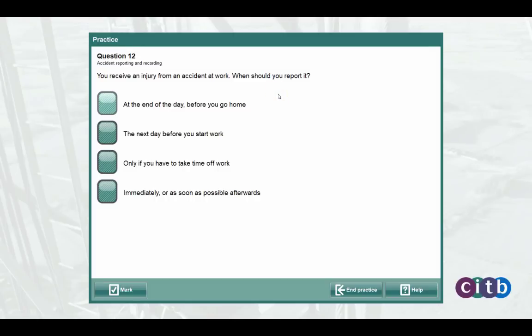You receive an injury from an accident at work. When should you report it? At the end of the day before you go home. The next day before you start work. Only if you have to take time off work. Immediately or as soon as possible afterwards.